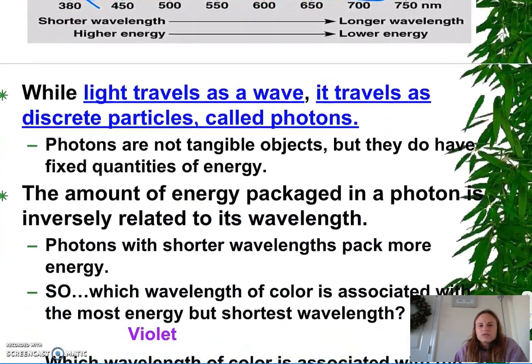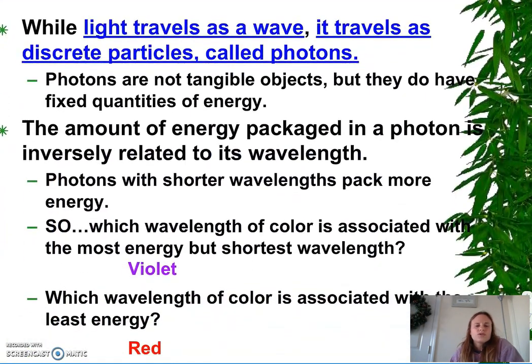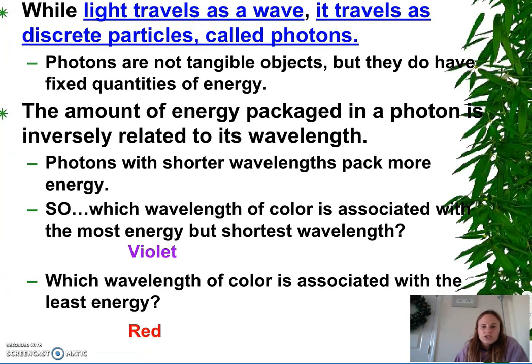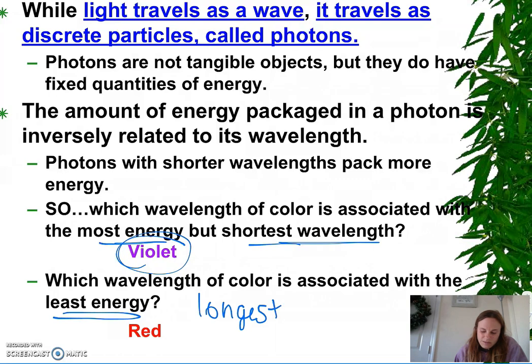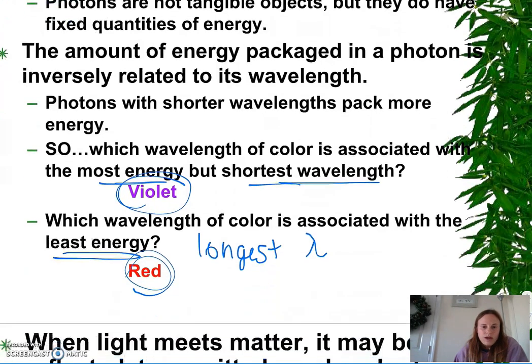So not only does light travel as a wave, but light also travels as discrete particles or little small particles called photons, where the amount of energy packed into a photon is inversely related to its wavelength, meaning the bigger the wavelength, the less the energy. So which color is associated with the most energy, but the shortest wavelength? That's going to be violet. Whereas the wavelength of the color associated with the least energy and therefore the longest wavelength, this is the symbol for wavelength, is going to be red.